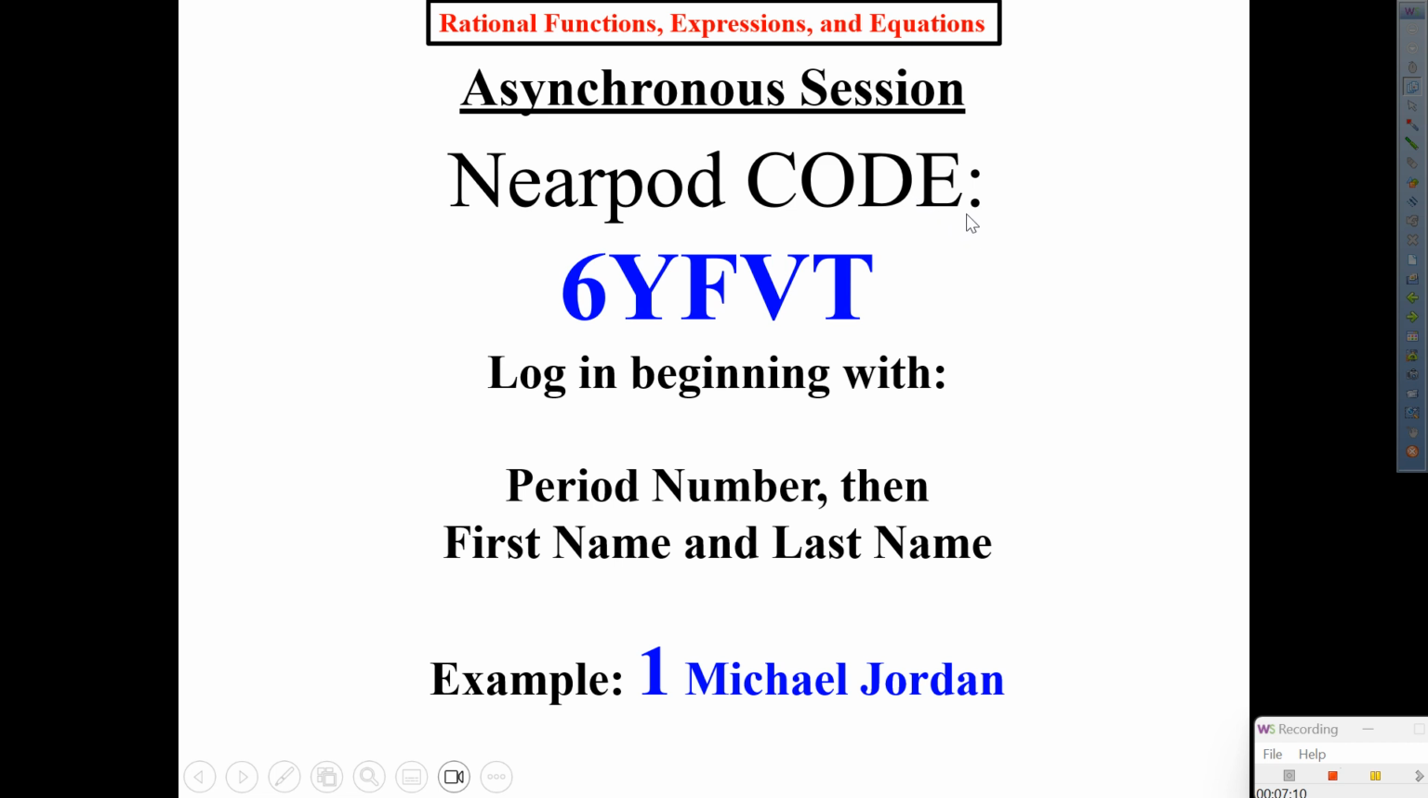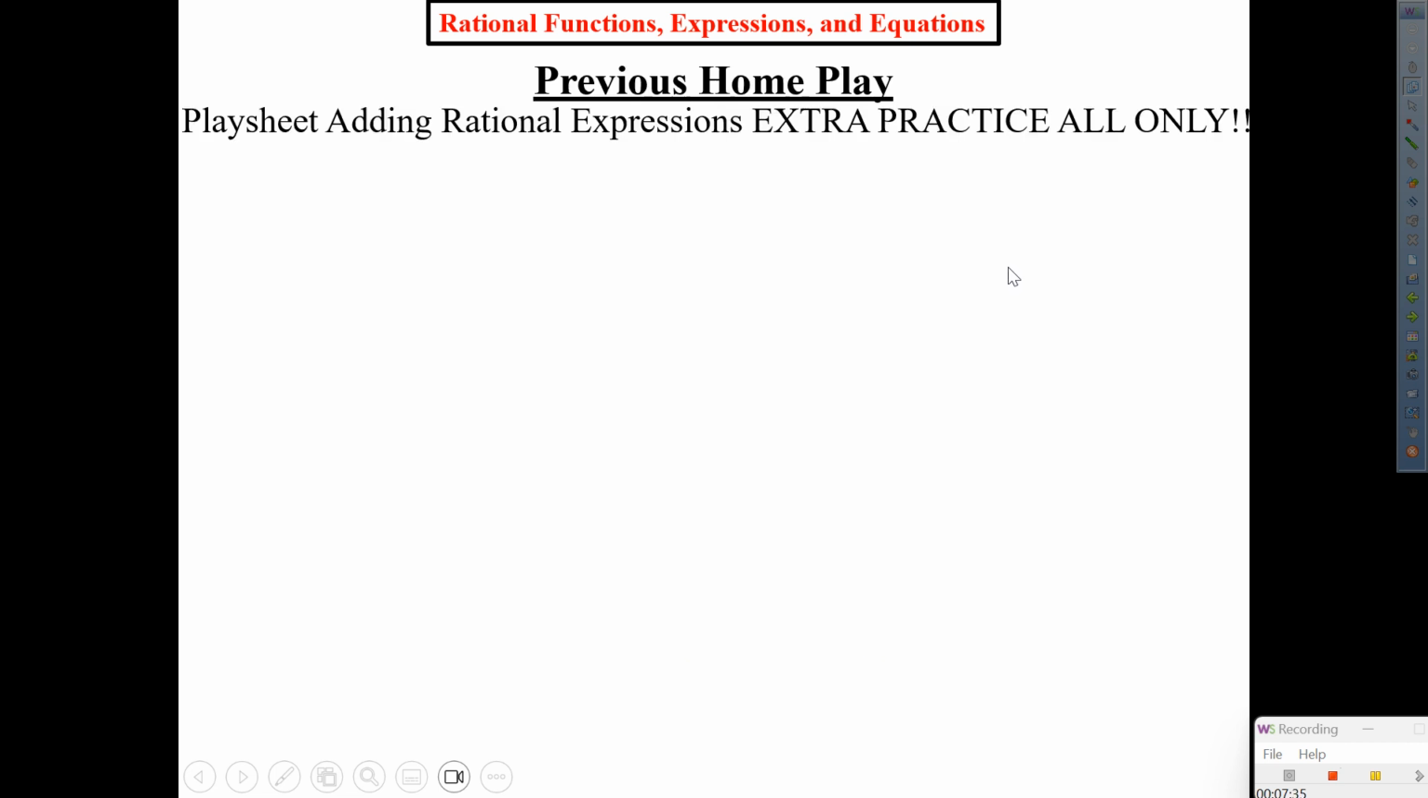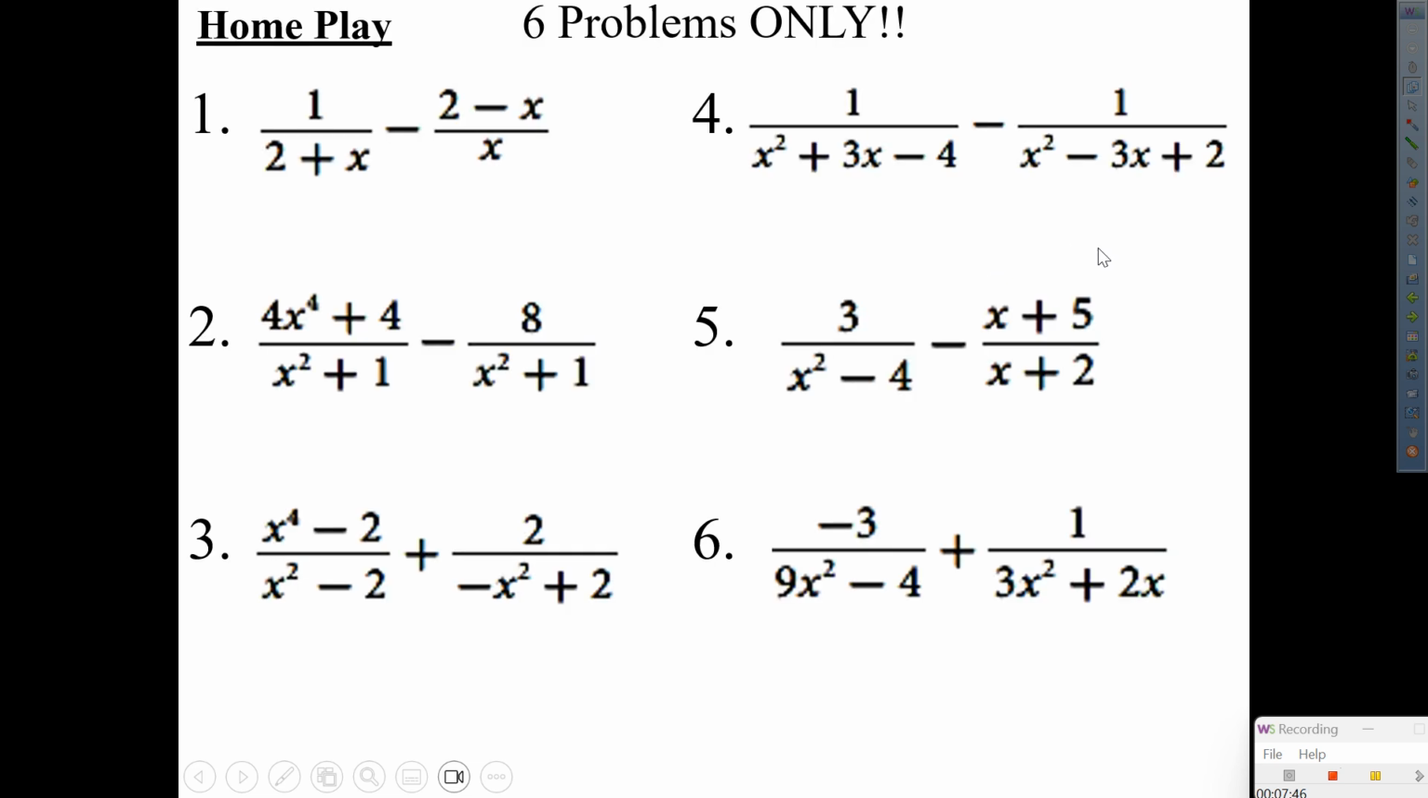However, last night you had a home play, and notice that at the end of the PDF, there was the answers. Is that correct? Yeah, so that was for you to check your work. So go ahead and go to Canvas, turn that in, please. It was for addition of rational expressions, extra practice. Tonight's is on the screen. There it is. It's only 6 problems.